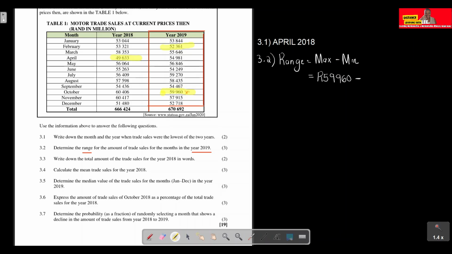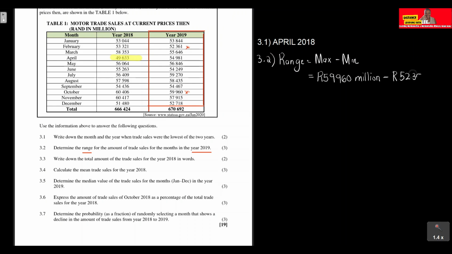So we're now going to substitute that into our equation. Remember guys, this is represented in millions. So it's 59960 million minus 52361 million. So if you punch that into your calculator, what do you guys get?